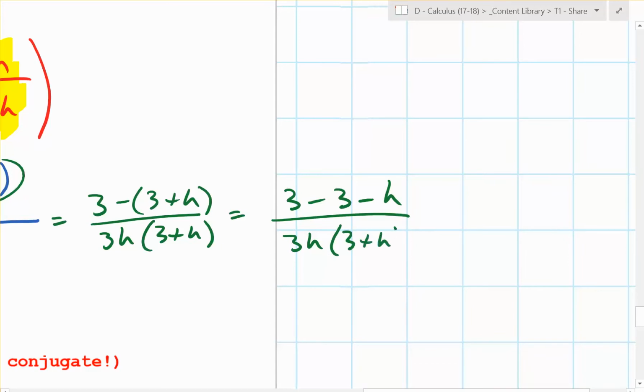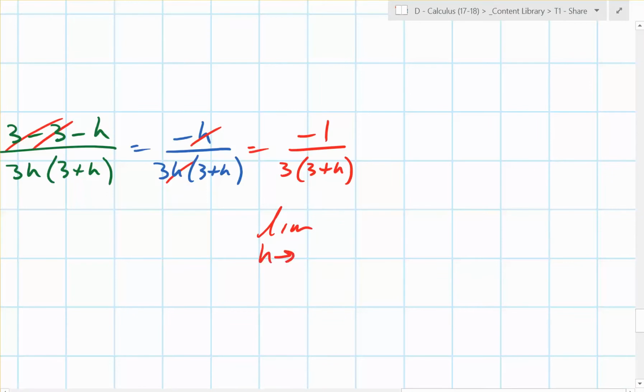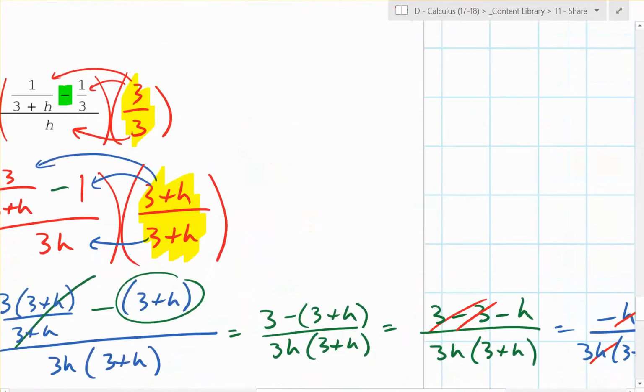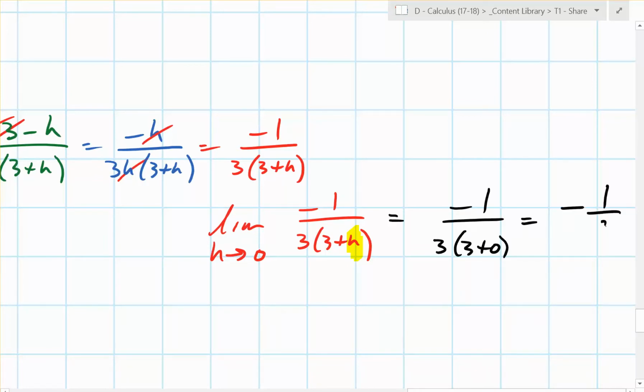3h times 3 plus h. Well, what cancels up there? The 3's go away, right? And you're left with negative h over 3h times 3 plus h. Oh, what cancels? The h's cancel, and you're left with negative 1 over 3 times 3 plus h. And remember, we're doing the limit as h goes to 0. I think it was 0. Yeah, it's 0. The limit as h goes to 0 of this thing, negative 1 over 3 times 3 plus h. Well, now, can we plug in 0 for h? We sure can. So this is going to be negative 1 over 3 times 3 plus 0. So it's negative 1/9.